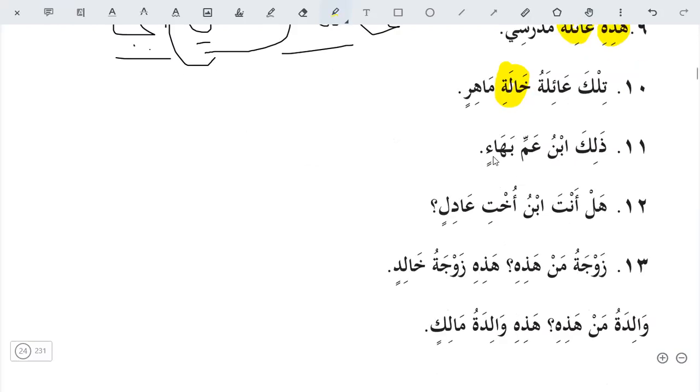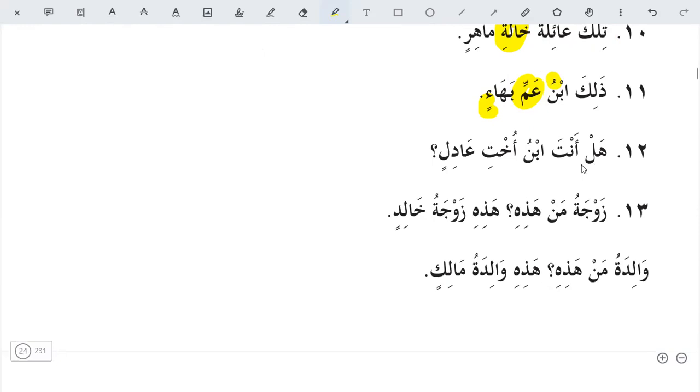Zalika ibnu ammi bahain. This is also two mudaf and mudaf ilay. Ibnu ammi, son of uncle. So ibnu is mudaf, ammi is mudaf ilay. Ammu bahain, Baha's uncle. So here ammi is mudaf and bahain is mudaf ilay. That is son of Uncle Baha.